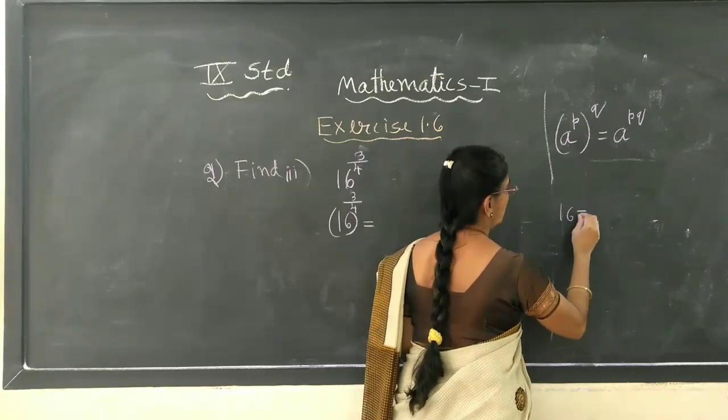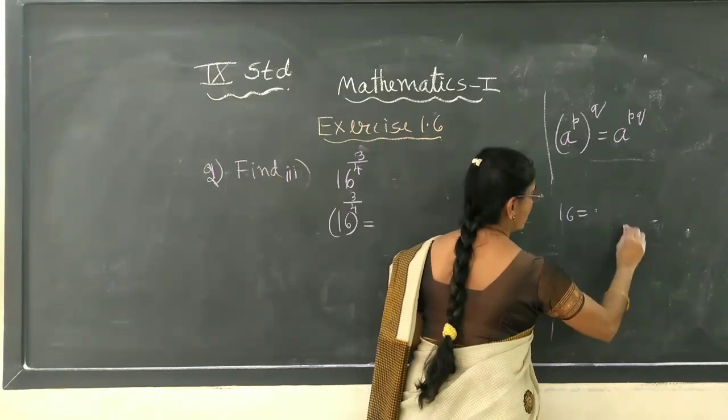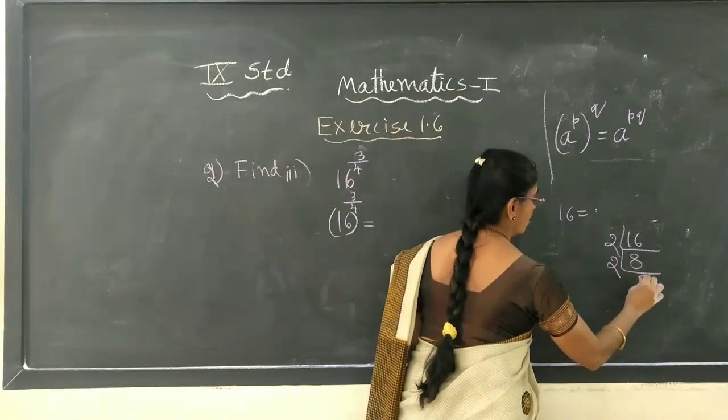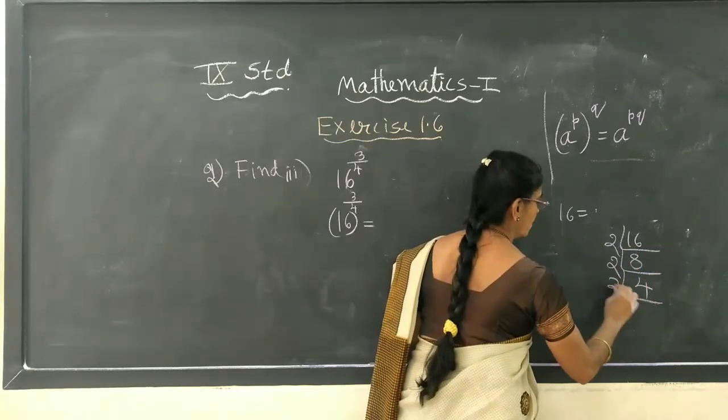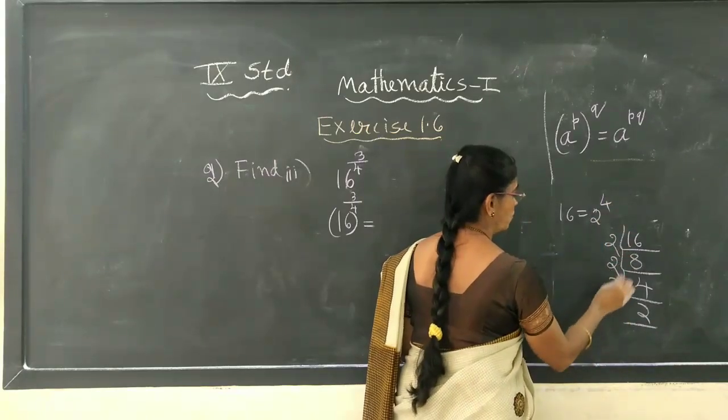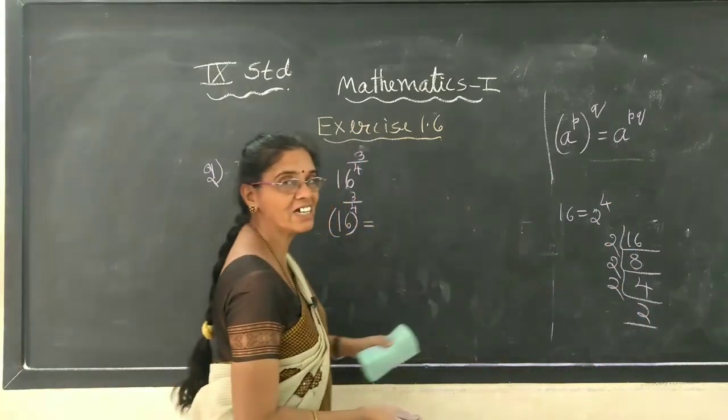16 is equal to, divide by 2. That is a simple number we will take. 2 4s are 8, 2 2s are 4. So it is 2 to the power of 4. 1, 2, 3, 4. This directly will get the answer.